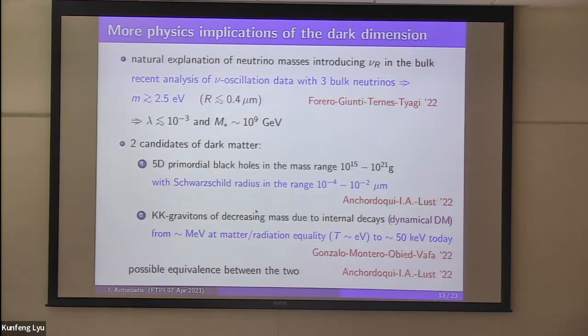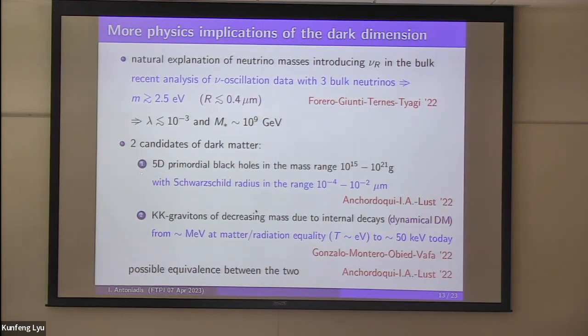If one wants to implement, in a natural way, bulk neutrinos in such a case, then lambda, this parameter, is more than 10 to the minus 3, and the 5-dimensional gravity scale, the species scale, is 10 to the 9. Another interesting application is that this proposal provides candidates for dark matter.